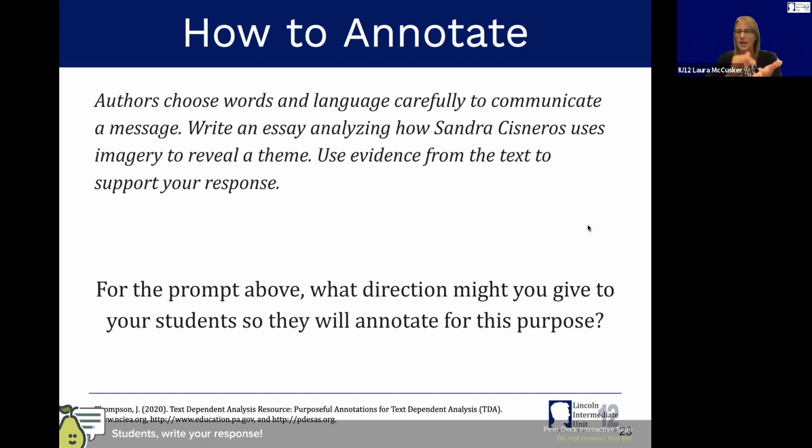Imagery is pretty concrete. They can do it line by line, whereas theme requires them looking at the text in larger chunks. And so you can try it both ways. There's not really a wrong way, but you might find that students have more success when they do the more concrete, easier to attain piece the first time, and the second time, the larger piece of thinking. Thanks for sharing.